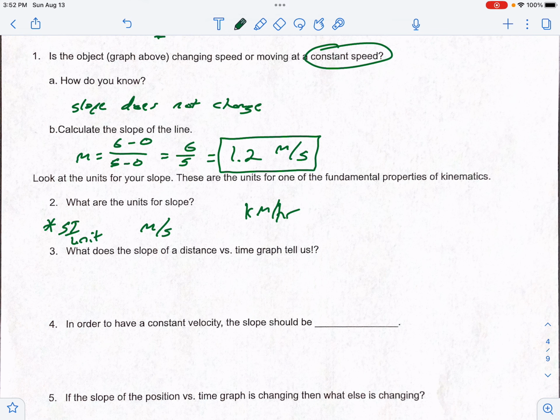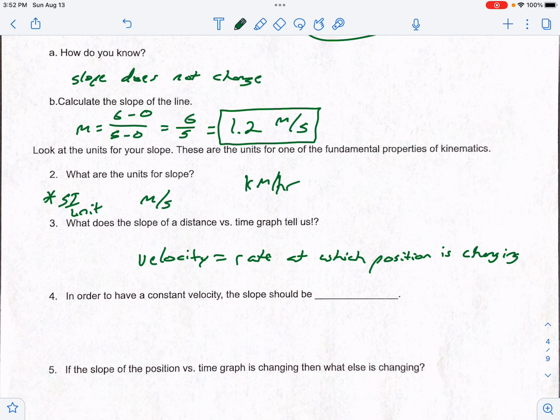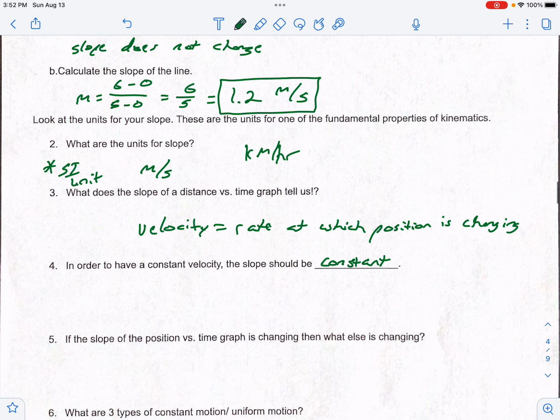Three, what does the slope of a distance versus time graph tell us? That's been the key takeaway for today. That is going to be your velocity. And if you want the actual definition of velocity, it's the rate at which position is changing. Number 4, in order to have a constant velocity, the slope should be constant. If I want to keep that velocity always the same, it should not be changing. It should be a nice diagonal line.